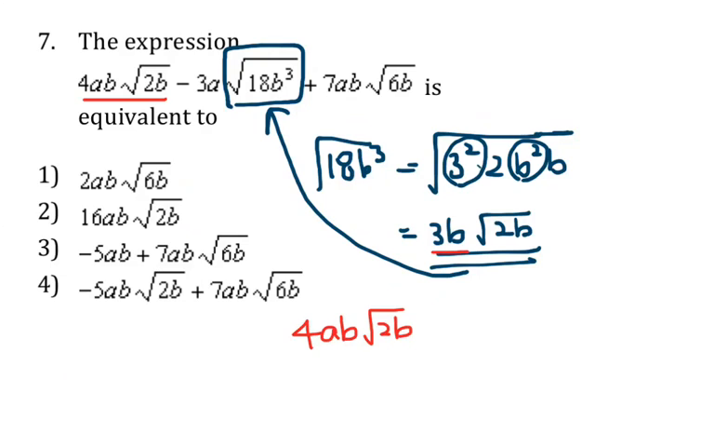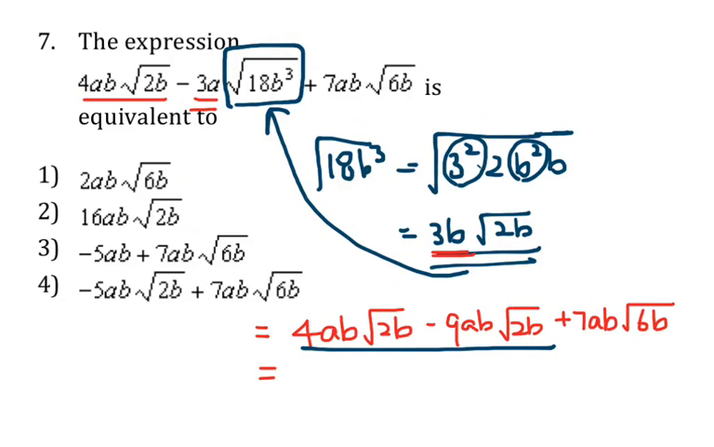Now, when you look at it, I have 3b and then 3a. When I multiply them together, carrying the negative sign, it will be 9ab and square root of 2b. And lastly, we have plus 7ab and square root of 6b. Then what happens? Now the first two terms can be combined together because they are like terms. So we have 4 minus 9, which is negative 5, ab and square root of 2b plus 7ab square root of 6b.